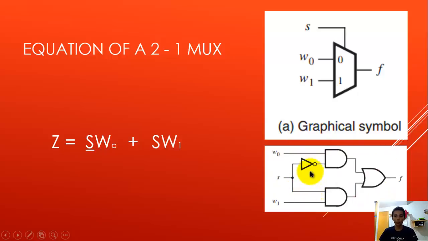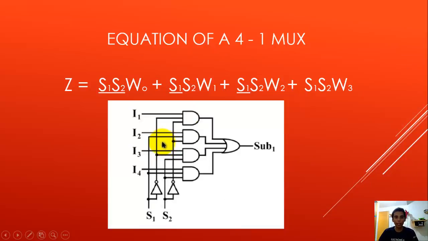So let's look. When we set the selector to 0, the second term cancels out, and we just get the first one, because S is negated and we get 1. So the output becomes W0. And in the other case, when the selector is 1, then the first term cancels out because of the negation, and the output becomes W1. So it's really easy.